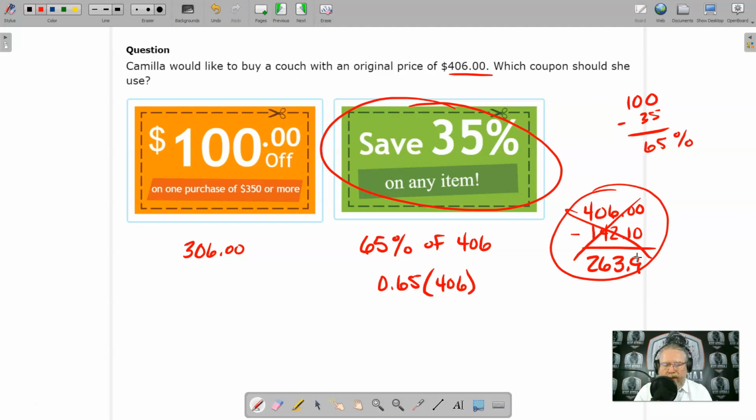Okay, so 0.65 times 406 is going to give me the same... Hold on, back. There we go. 263.90. And again, this is still a cheaper price, so you'd want to go with the 35% coupon. But notice what I did here is, instead of saying, okay, I'm going to save 35%, figure out what 35% of 406 is, and then subtract it from the 406, instead of saving 35%, I'm actually paying 65% of it, because 65 is the difference of 100 minus 35.